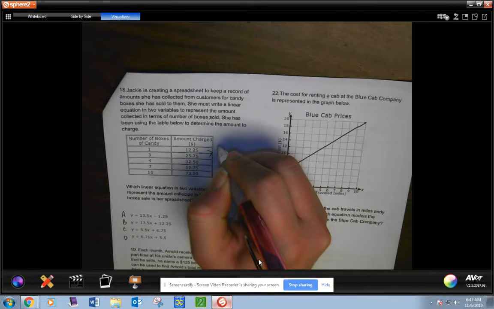All right, for 18, Jackie is creating a spreadsheet to keep a record of amounts she has collected from customers for candy boxes she has sold to them. She must write a linear equation in 2 variables to represent the amount collected in terms of number of boxes sold. She has been using the table below to determine the amount charged. Which linear equation in 2 variables can Jackie use to represent the amount collected in terms of number of boxes sold in her spreadsheet? Now I'm going to tell you there are 2 ways you can do this. You can do the math, so like figure out change in y over change in x.